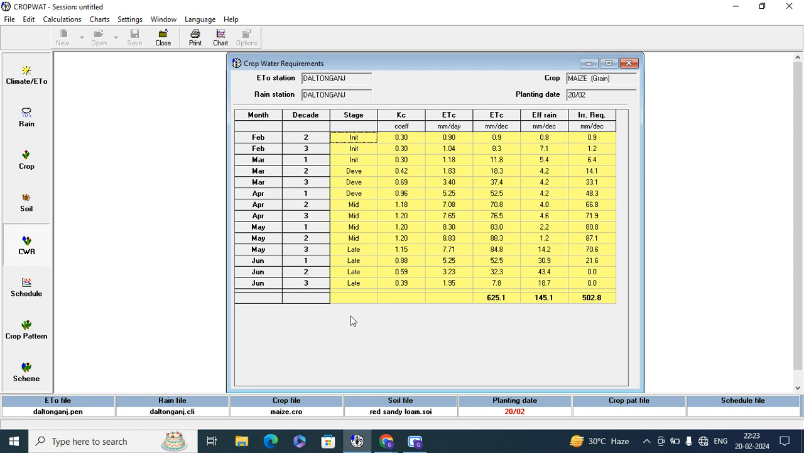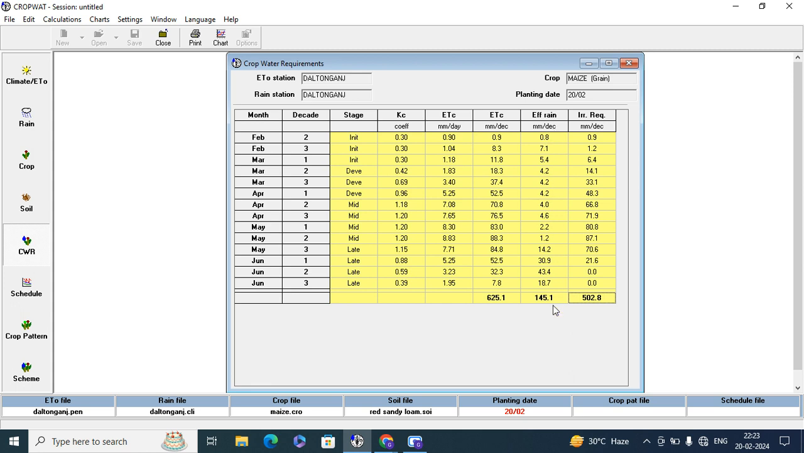Okay. Now, on the basis of these KC values, evapotranspiration values, and effective rainfall values, we have calculated all these things. Now, the total irrigation water requirement for the cultivation of maize from the month of February to the month of June will be 502.8 millimeter. Okay. Now, the amount of the effective rainfall is 145.1.